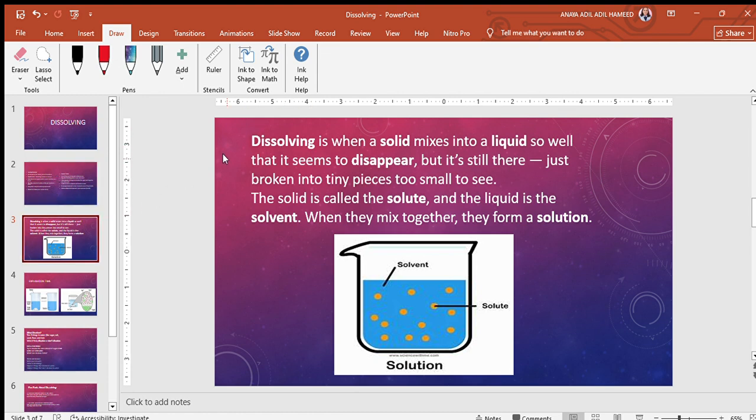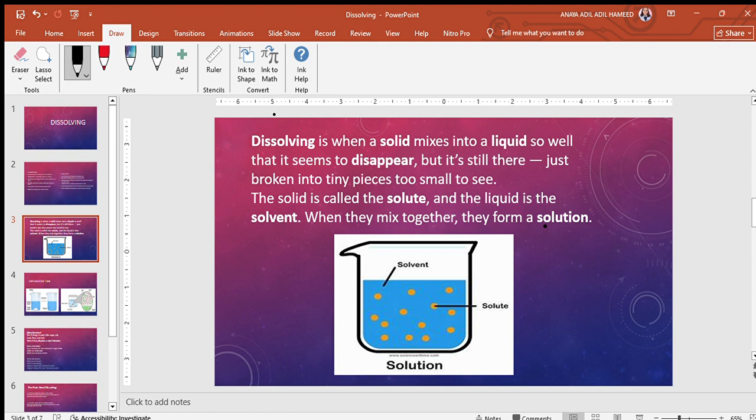So this is a paragraph about dissolving. Dissolving is when a solid mixes into a liquid so well that it seems to disappear, but it's still there, just broken into tiny pieces, too small to see. The solid is called the solute and the liquid is called the solvent. When they mix together, they form a solution. So when you dissolve a solid into a liquid, it mixes, and that's called a solution.